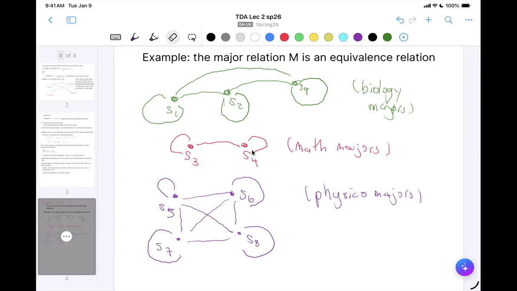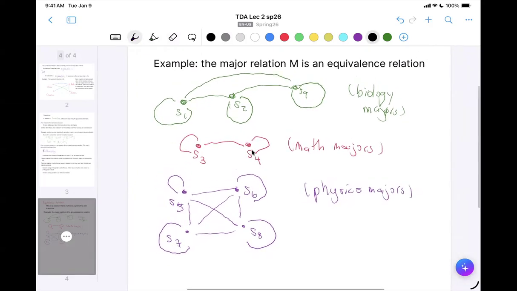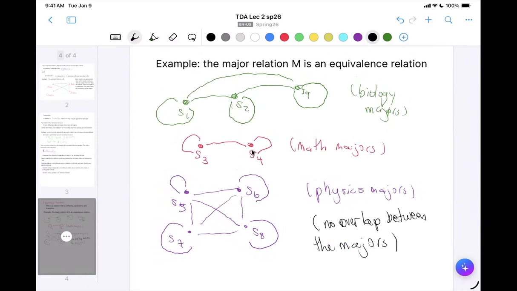That is essentially what the equivalence relation does in general. So let me write that down.